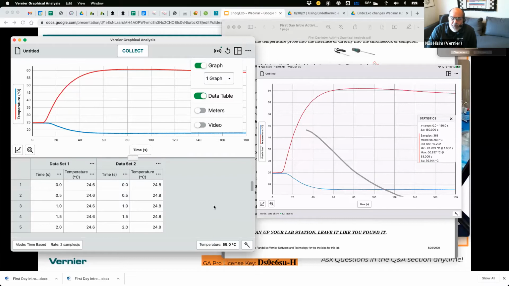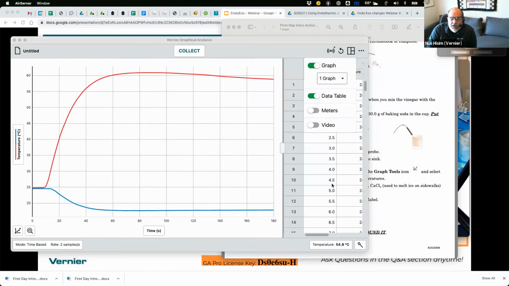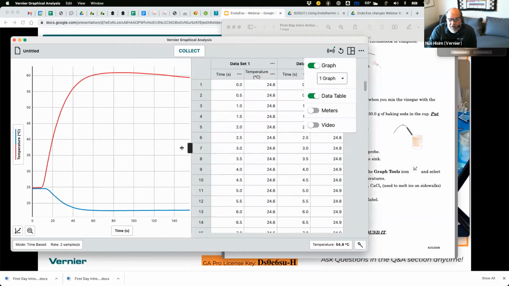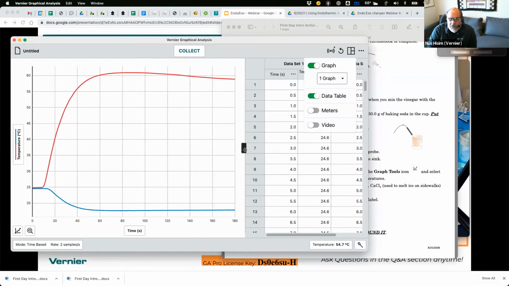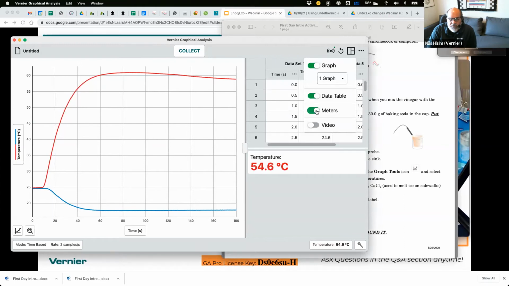Now I have my screen a little scrunched up here. So if I unscrunch my screen, it'll look a little bit different. Let's get this air server out of the way. These little handles are neat because you can decide how much of what you want to show. So they're kind of cool. Hey, wouldn't it be cool to have a meter showing at the same time? Sure, turn the meter on.